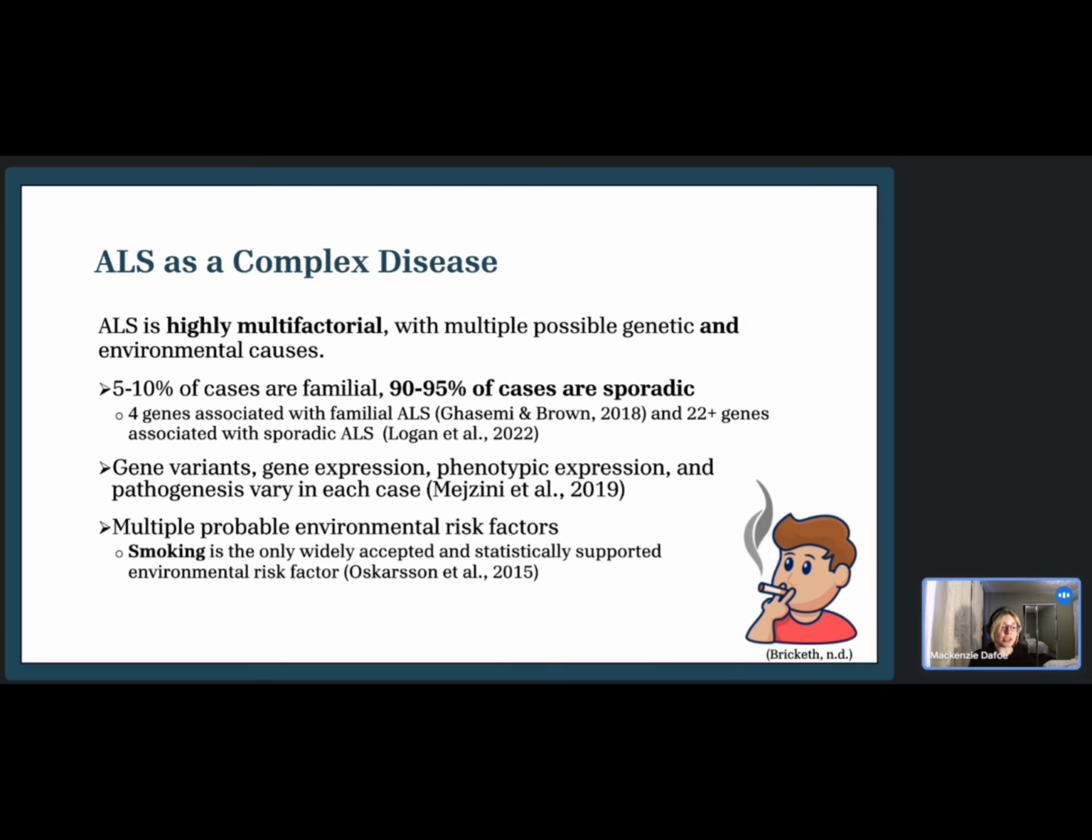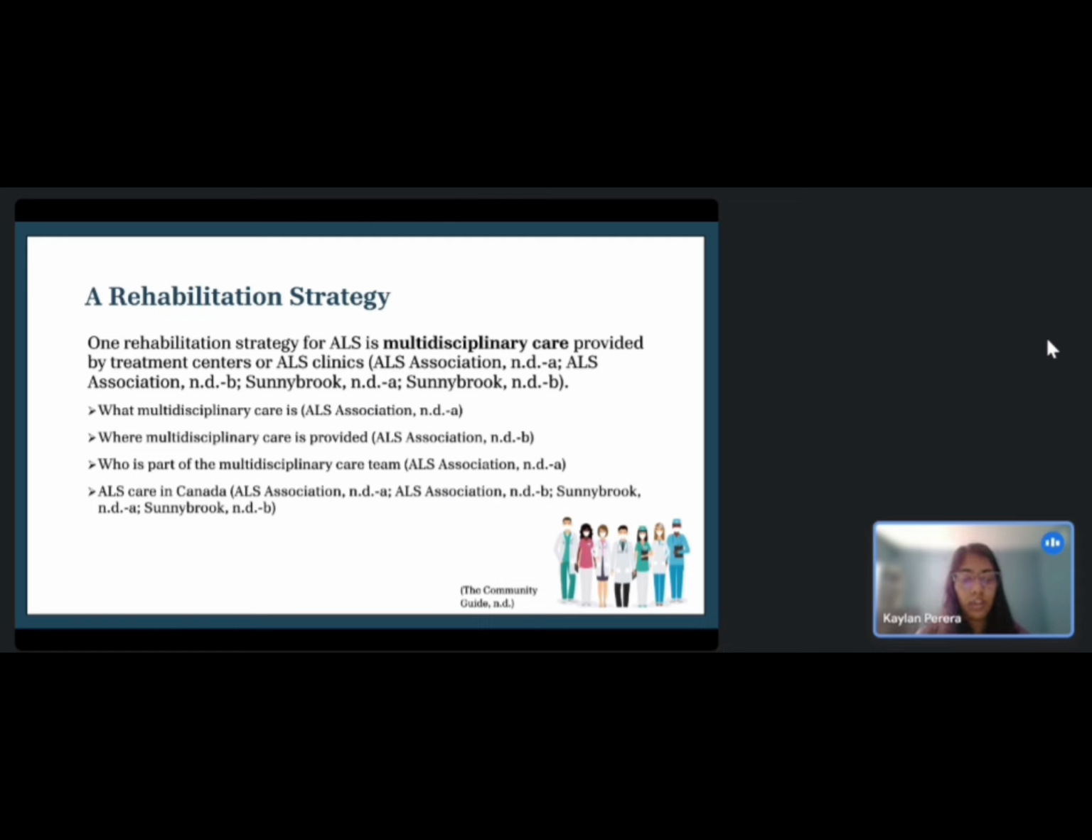So in the US, this multidisciplinary care is provided by ALS Association treatment centers of excellence, or recognized treatment centers. And as well, there are ALS clinics. However, these clinics are separate from the ALS Association entities. So the difference between the two ALS Association treatment centers is that the one of excellence also takes part in ALS research while providing that multidisciplinary care, and the recognized treatment centers do not take part in research.